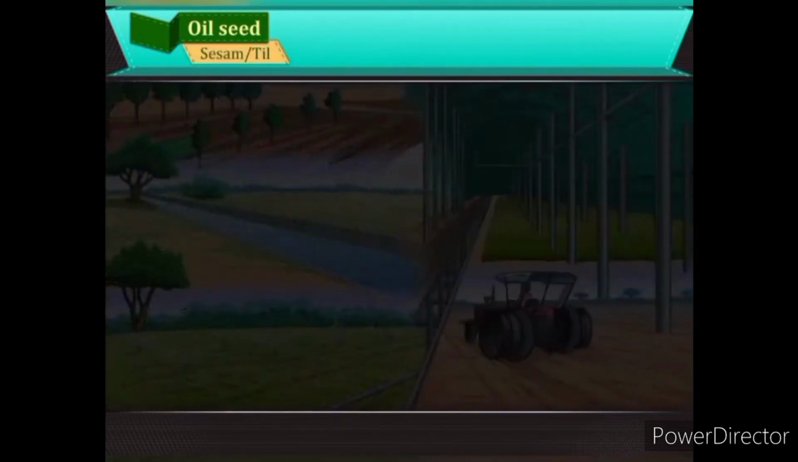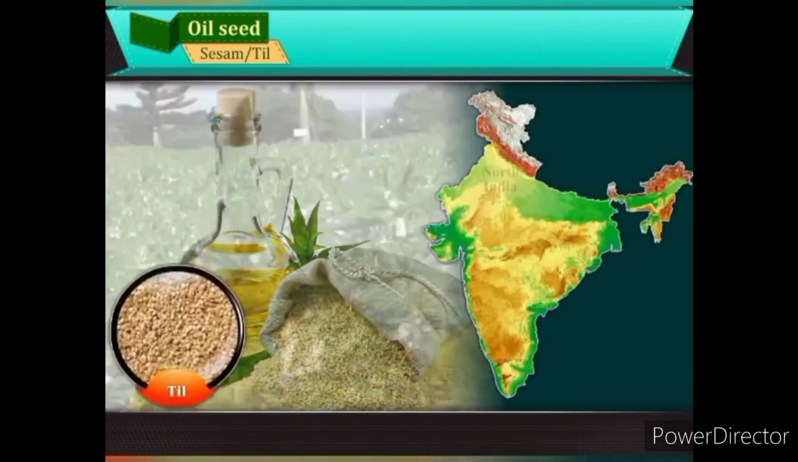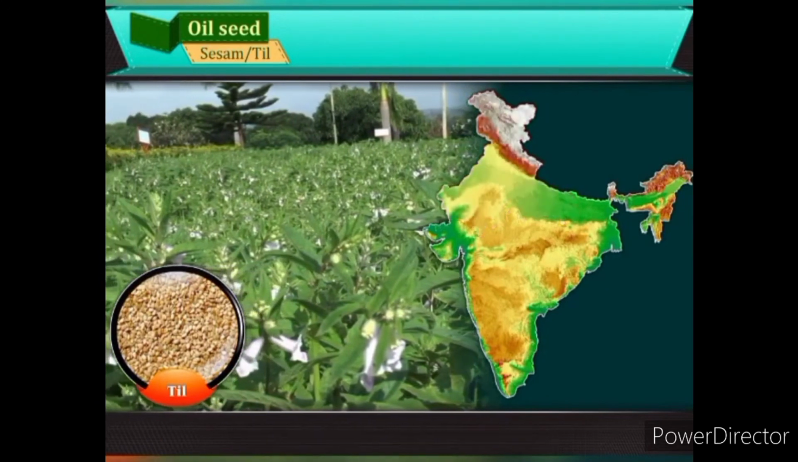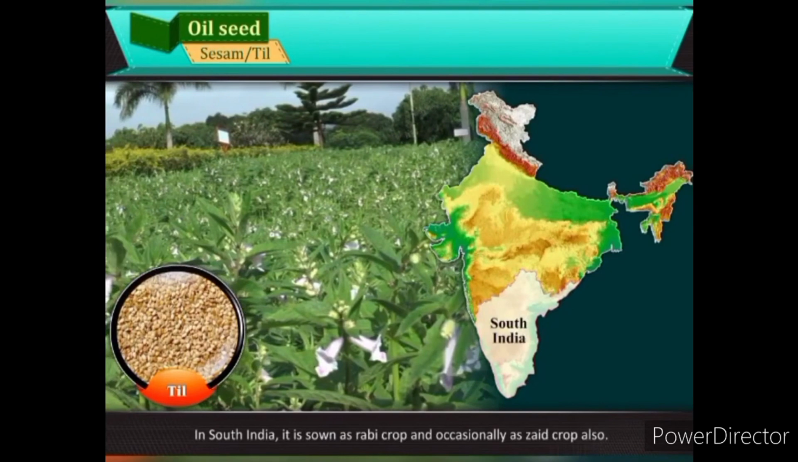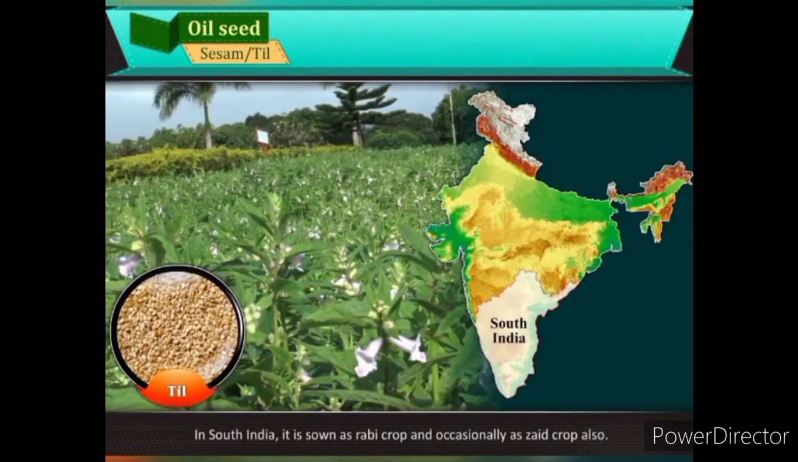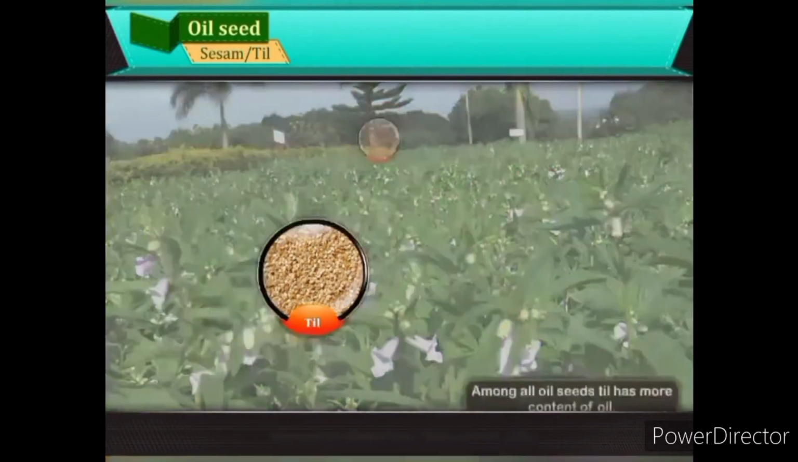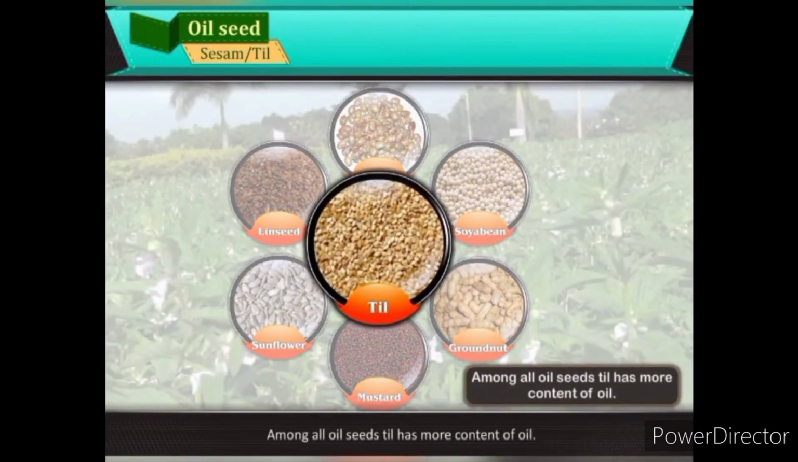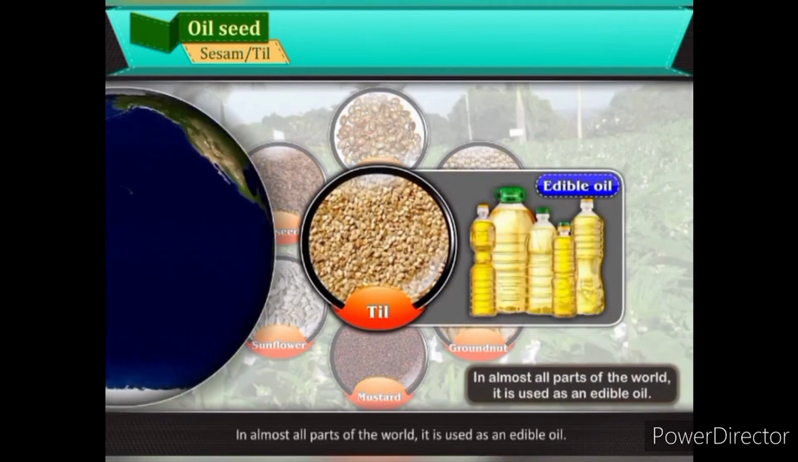Sesame or til. Til oil has been used in India since ages. In North India, it is a rain-based kharif crop. In South India, it is sown as a rabi crop and occasionally as a zaid crop also. Almost all the states grow til. Among all oil seeds, til has more content of oil. In almost all parts of the world, it is used as an edible oil.